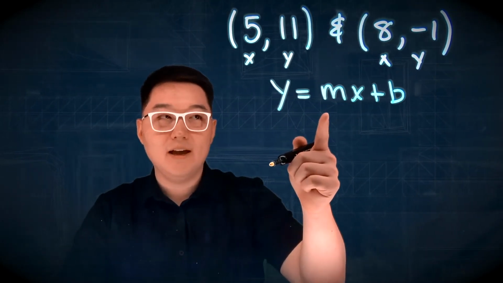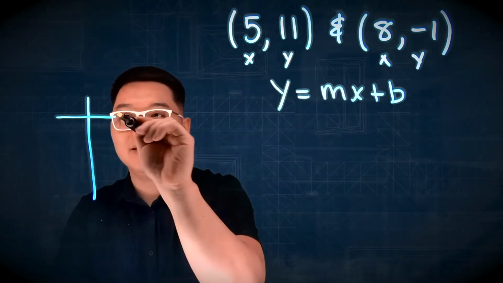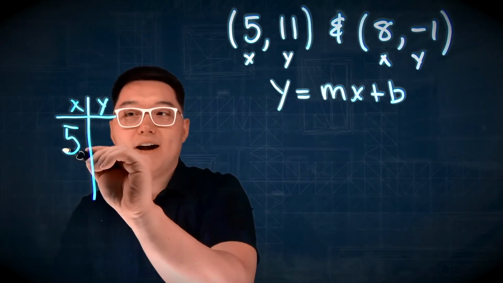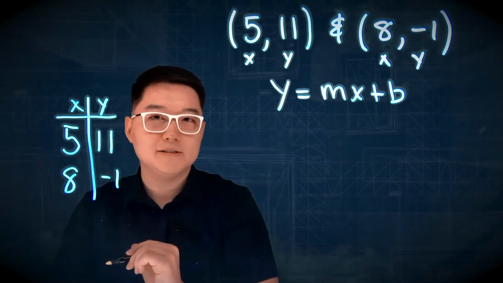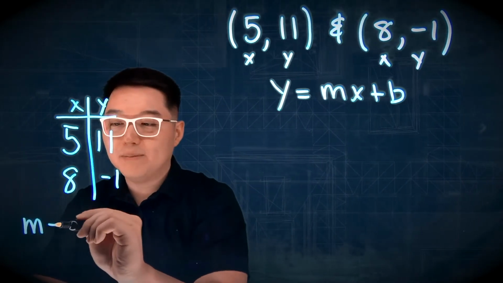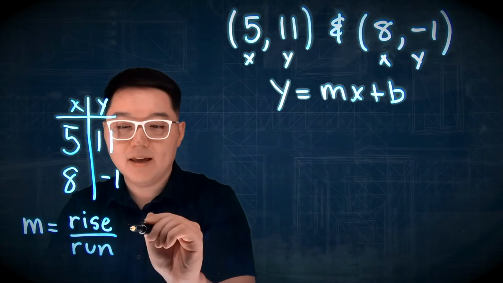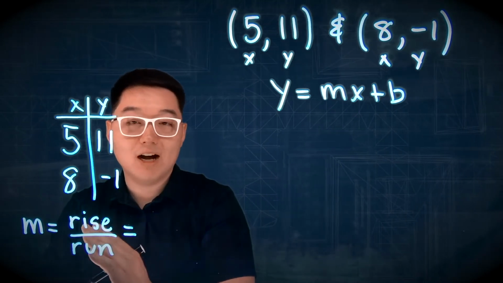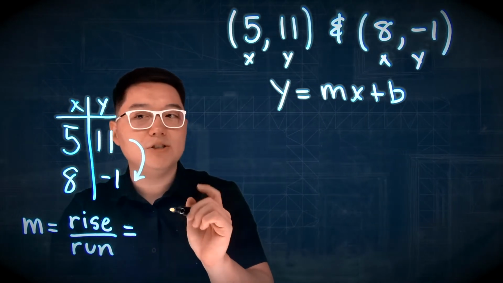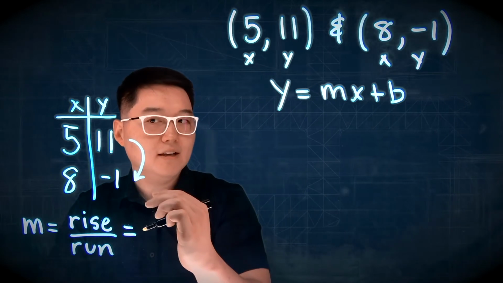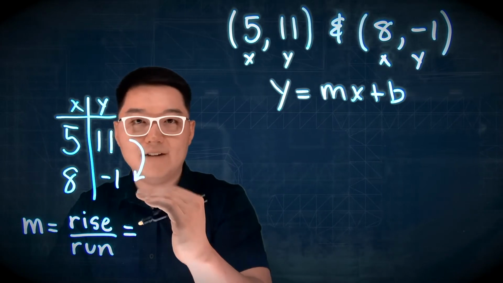M is our slope, and we can figure that out by using these 2 points and organizing them on a nice little table. So on day 5, we have $11. But on day 8, we're at negative $1. Let's figure out the slope. Now remember, the slope is a ratio of rise over run. It's how much money you gained or lost over how much time has passed. So from 11 to negative 1, does it appear to increase or decrease? From positive 11 to negative 1, it appears that you have decreased.